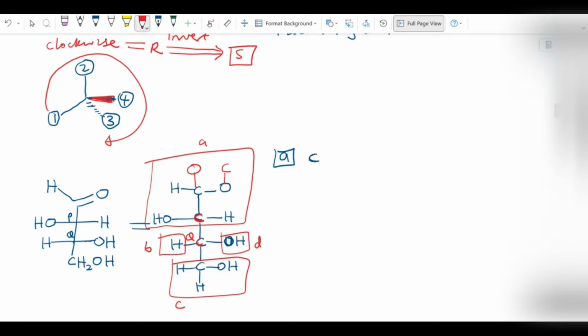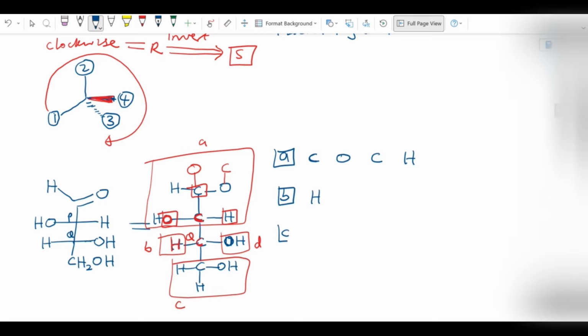Now, if you consider that chiral carbon, the first atom in group A that is attached to the chiral carbon Q has 3 other atoms that are directly attached to it. We have oxygen, this hydrogen, and this carbon. So we have to list those 3 atoms in descending order of atomic numbers, starting with oxygen, carbon, and hydrogen. Let's go to group B. In group B, we only have 1 atom, which is hydrogen.